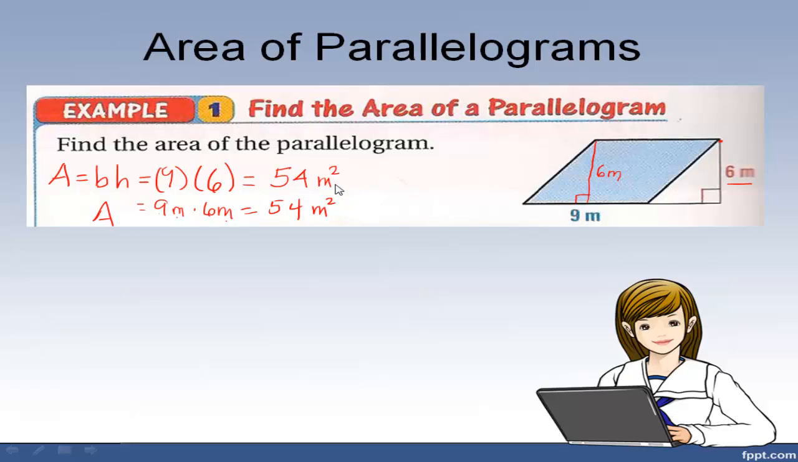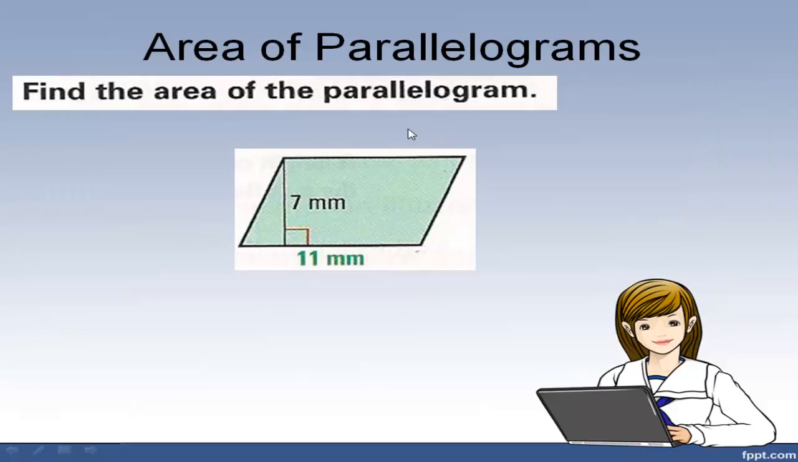Let's do another example. Find the area of this parallelogram. We have a base of 11 meters and we have a height of 7 meters. Okay, so very simply, you take the formula for the area of a parallelogram. Area is equal to the base, which is 11, and the height, which is 7, and this equals 77 squared millimeters. That's your area. Okay?